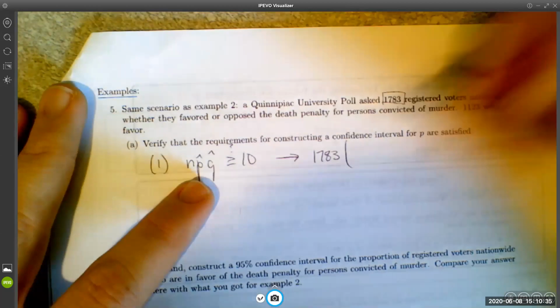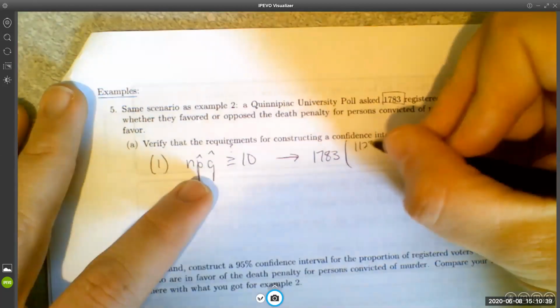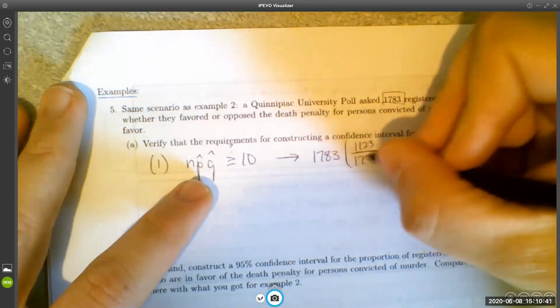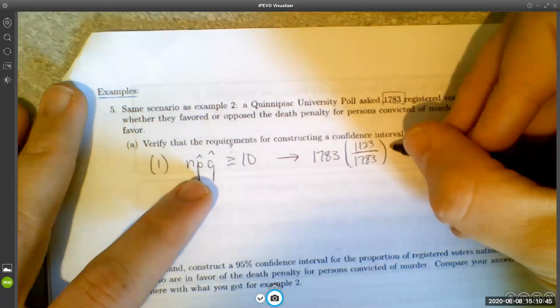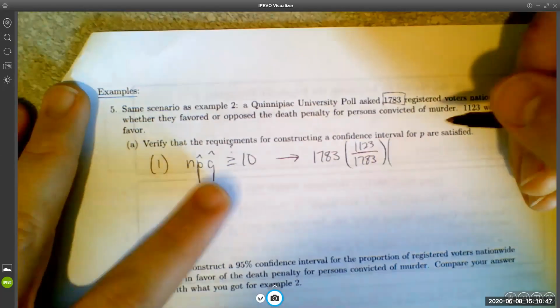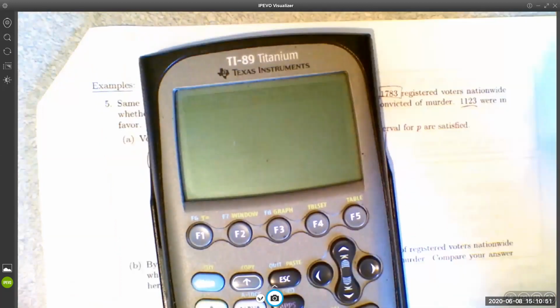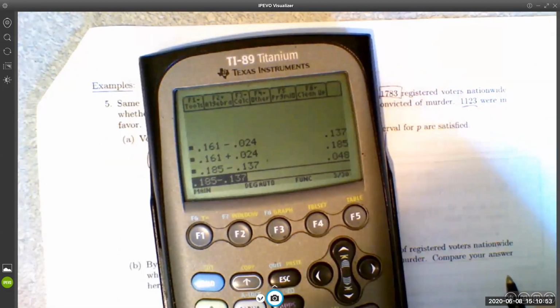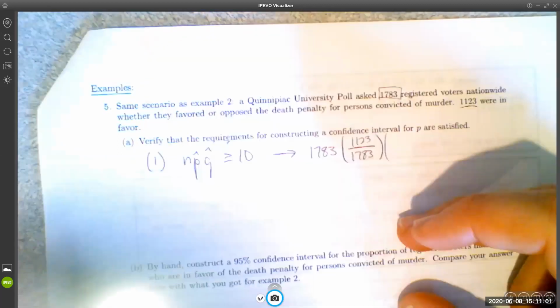P hat would be x over n, so that's 1,123 divided by 1,783. That's p hat. And then q hat is 1 minus p hat. I'm just going to do that in my calculator real quick. Q hat is 1 minus p hat: 1 minus 1,123 out of 1,783. So 660 out of 1,783.